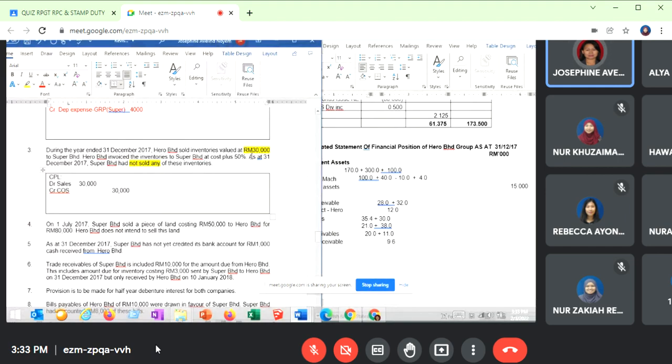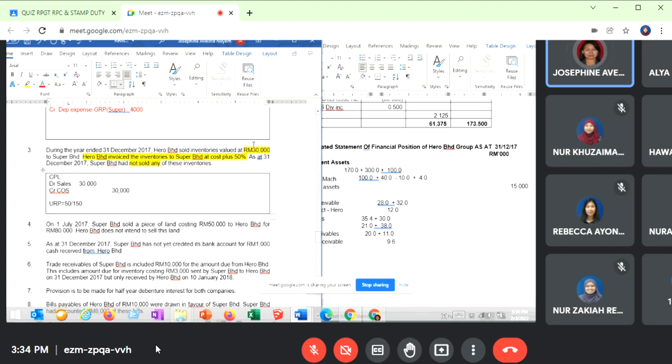So we look at year end. At the end of the year, Super had not sold any of the inventory. So that means all the profit is not realized. So how much is the unrealized profit? Here it says Hero invoiced the inventories at cost plus 50%. So it will be 50. This is already the selling price. So cost is 100%, means selling price is 150.